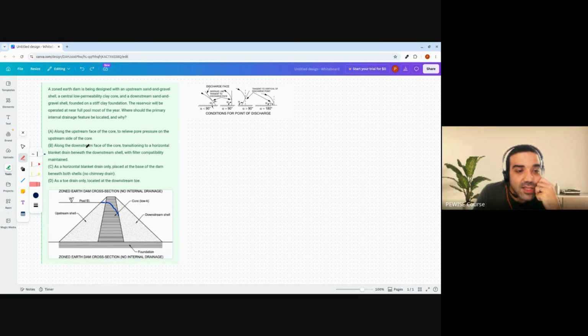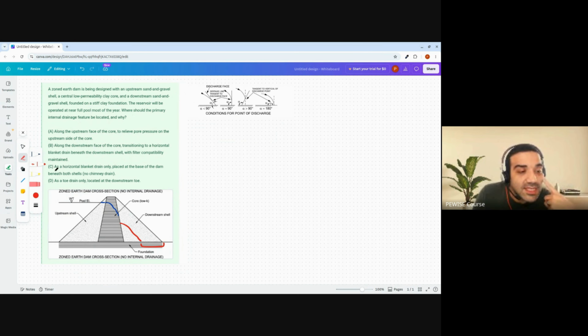Option B says along the downstream face of the core, transitioning to a horizontal blanket drain beneath the downstream shell with filter compatibility maintained. So you have something like this for the drainage, and you essentially guide the water through, or even the way that it is commonly done, you bring it all the way down, and then you have something like that here to guide the water down and not cause low factor of safety. So this option sounds right.